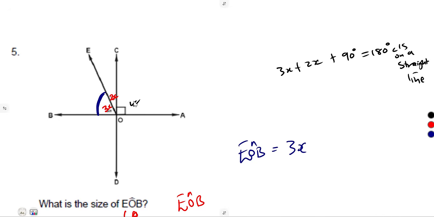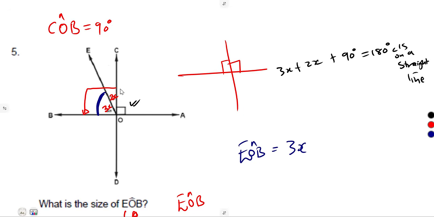Or you can simply use the 90 degrees that is remaining here. Remember, guys, this is perpendicular. So this is 90, this is also 90. So it follows that from C to O to B, that angle COB is 90 degrees. Thus, if I add the 2x here and the 3x, we are supposed to obtain 90 degrees. So we can use that: 2x plus 3x is equal to 90 degrees. That's another way that you can use.